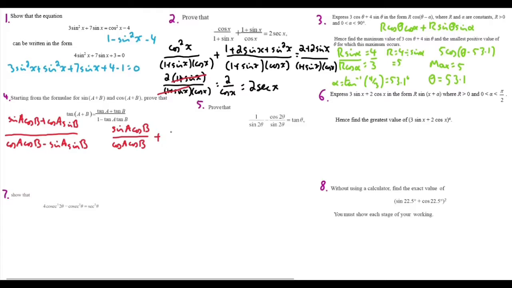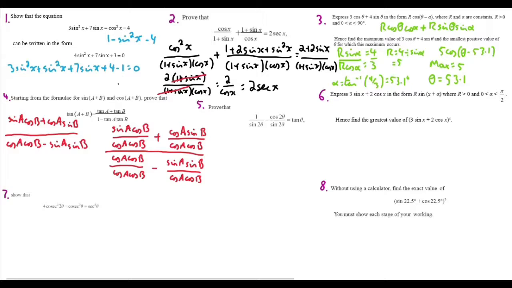So you're going to have sine A cos B over cos A cos B, and cos A sine B over cos A cos B. And this will all be over cos A cos B over cos A cos B, and this will be minus sine A sine B over cos A cos B.